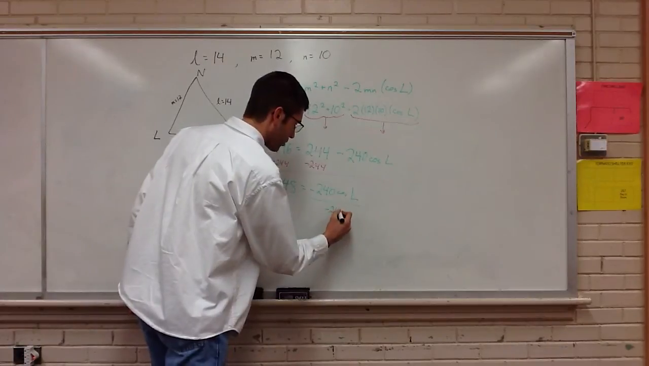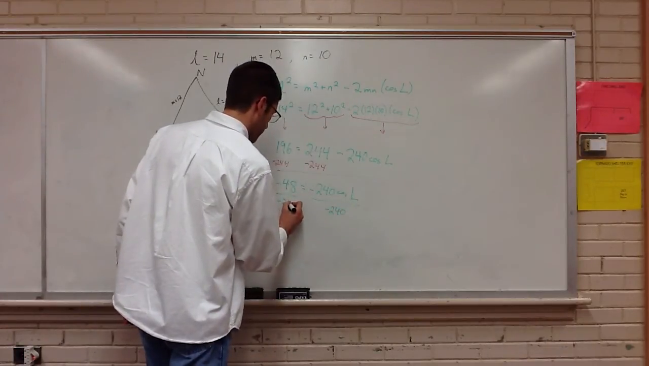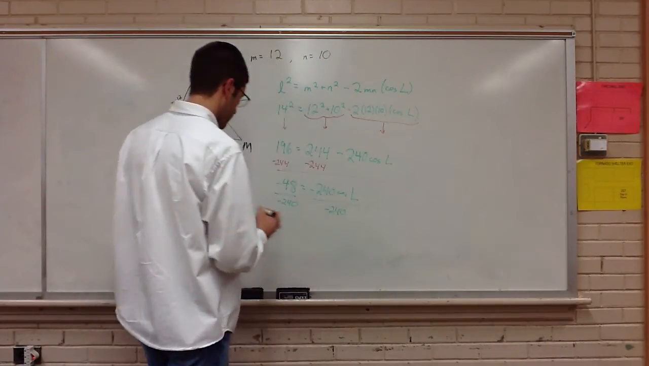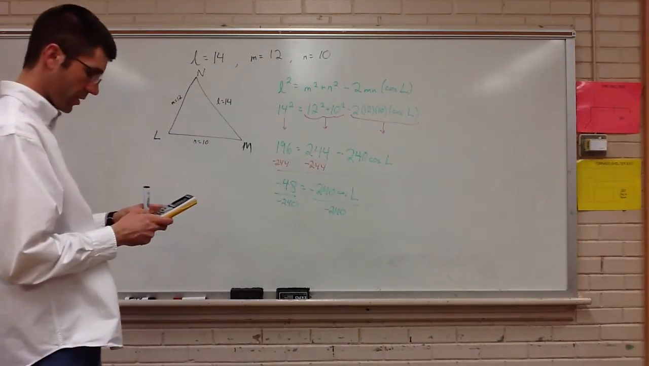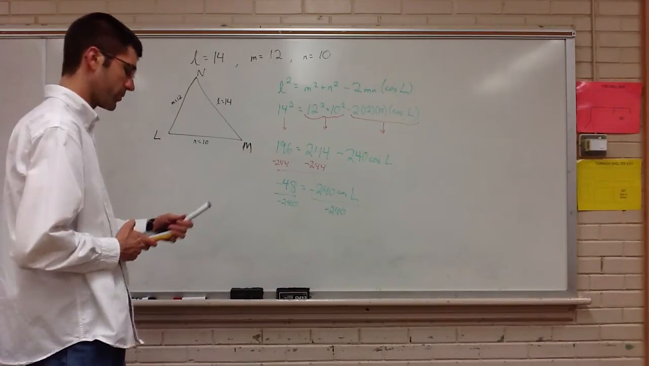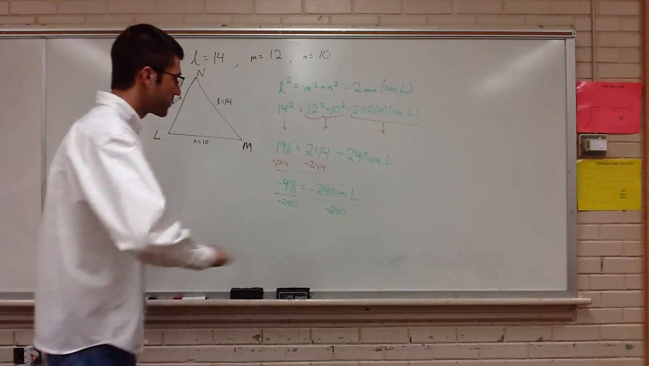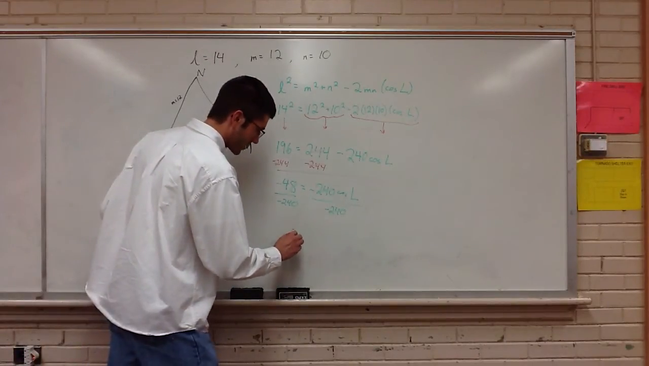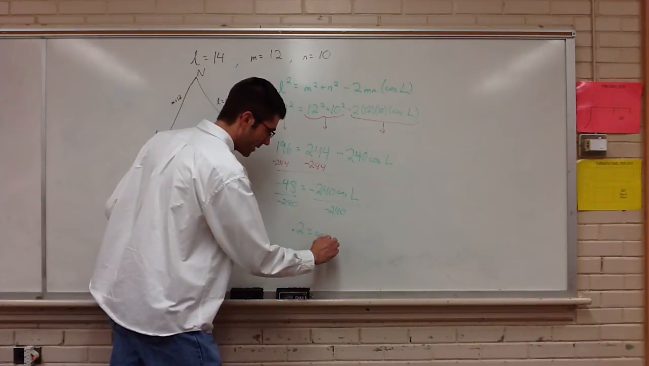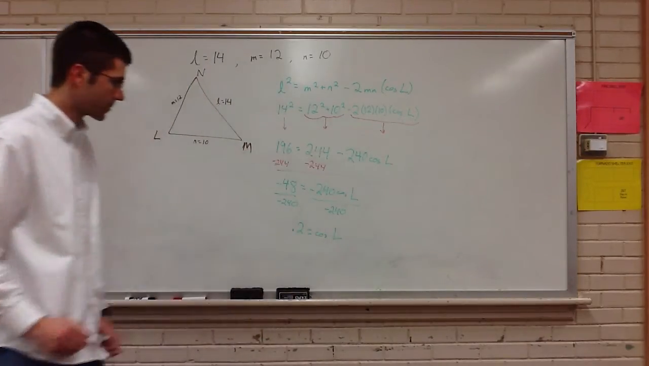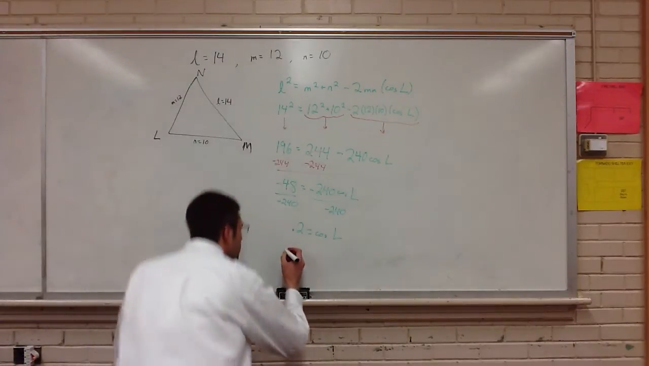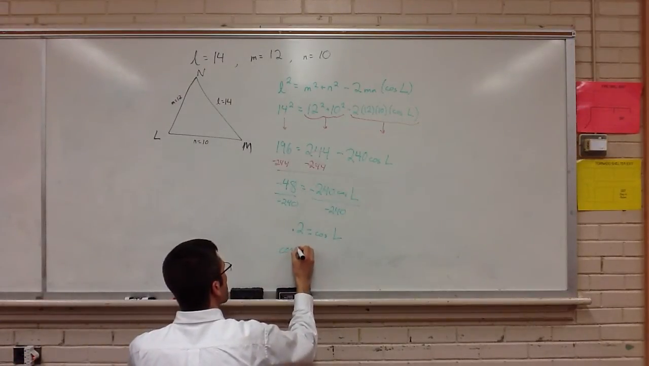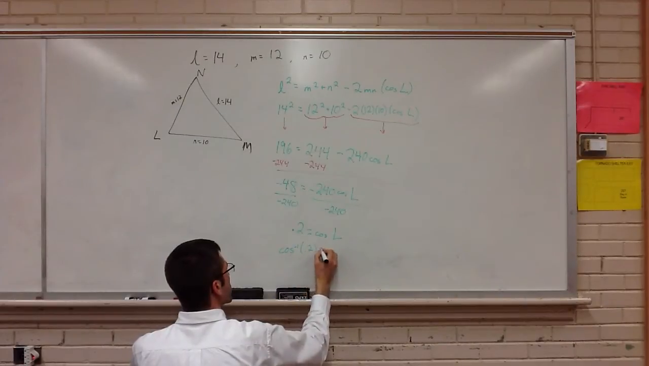We'll divide by negative 240. 48 divided by 240. All right, I'm beyond the mental math now. 48 divided by 240 is, oh good grief, I should have known that. I'm ashamed of myself for not knowing this. 0.2. Cosine L. We're going to find the measurement of angle L. The inverse cosine of 0.2 is equal to L.